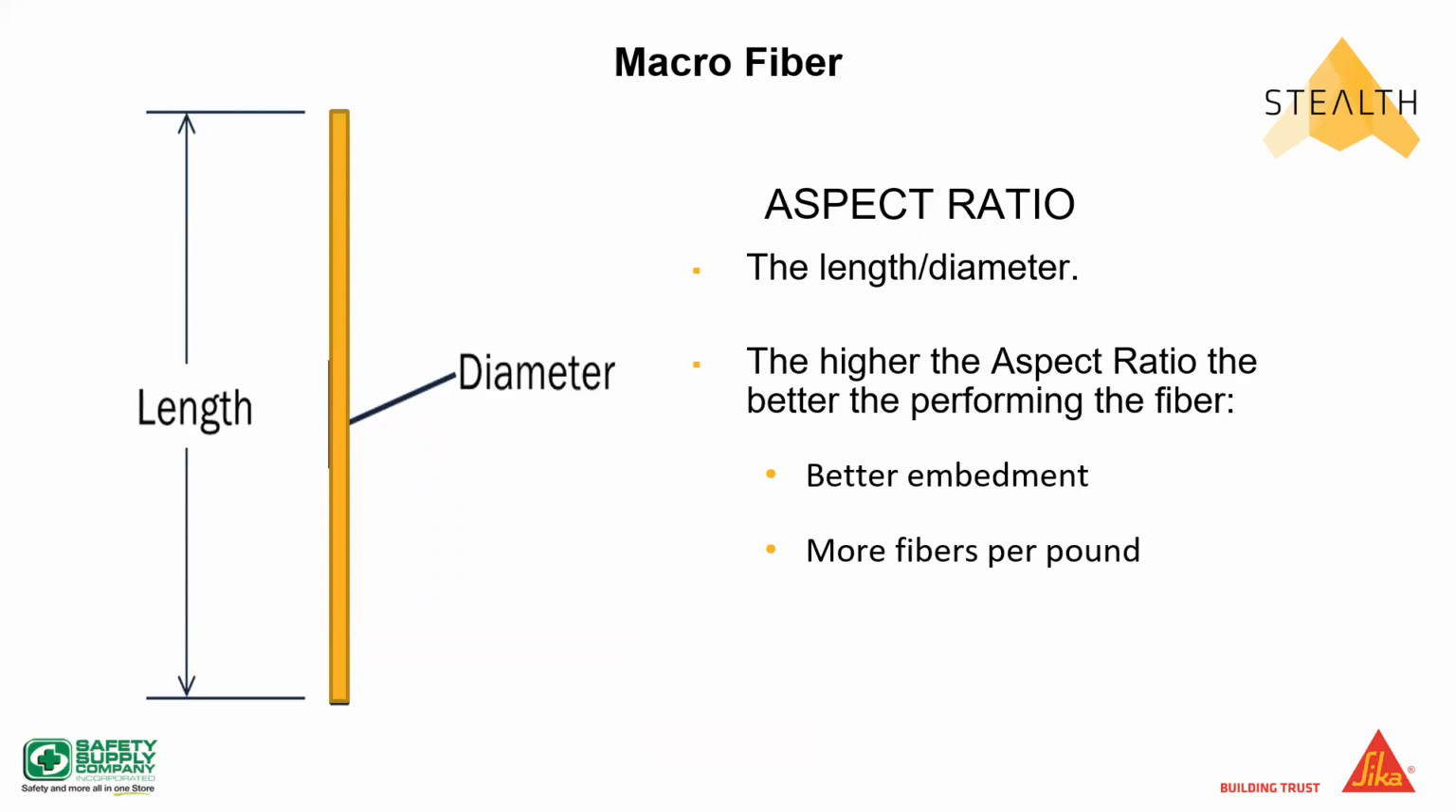As far as the aspect ratio, here's what I was talking about. I mentioned it earlier, and I mentioned it again just a few minutes ago. It's the length to diameter. The higher the aspect ratio, the better performing the fiber is. You get a better embedment. As it says, you get more fibers per pound, and that is nothing but the length over the diameter. So it's a term that's used all the time.